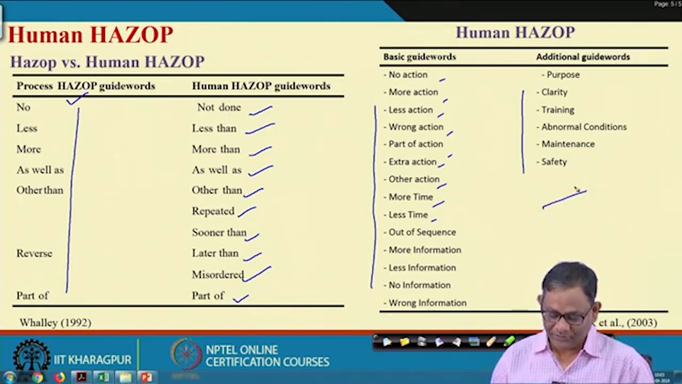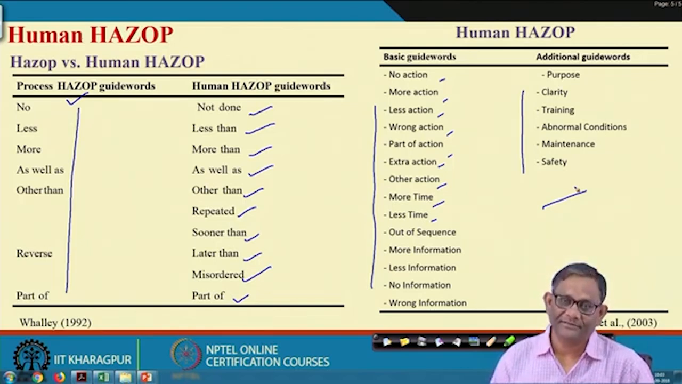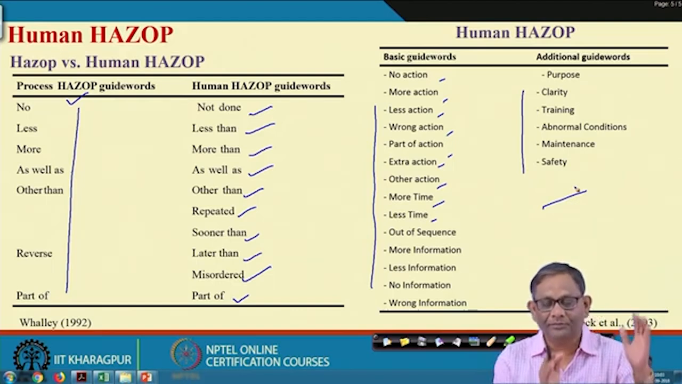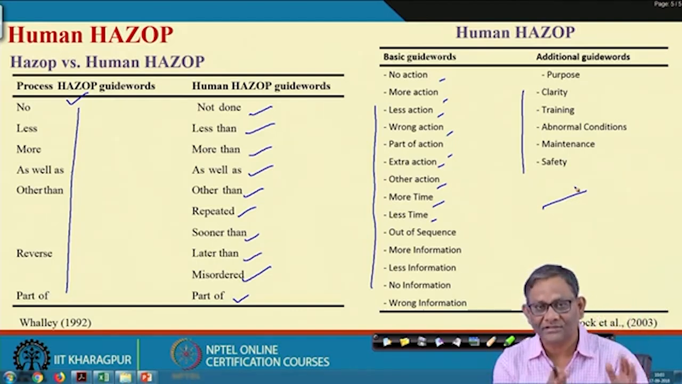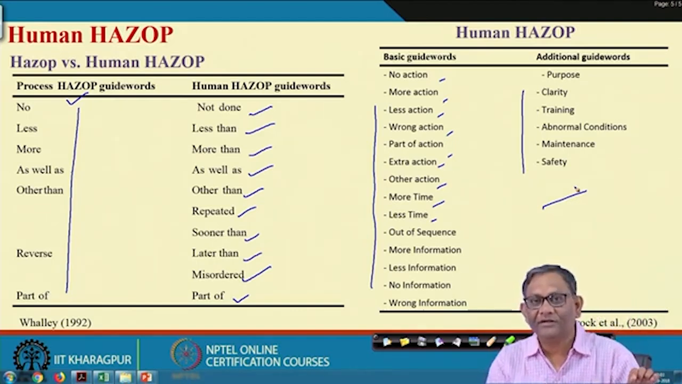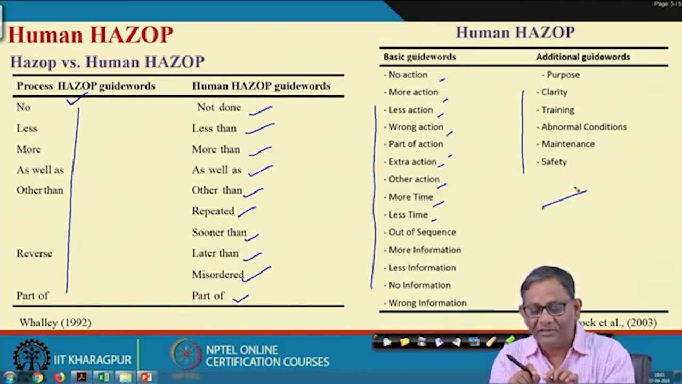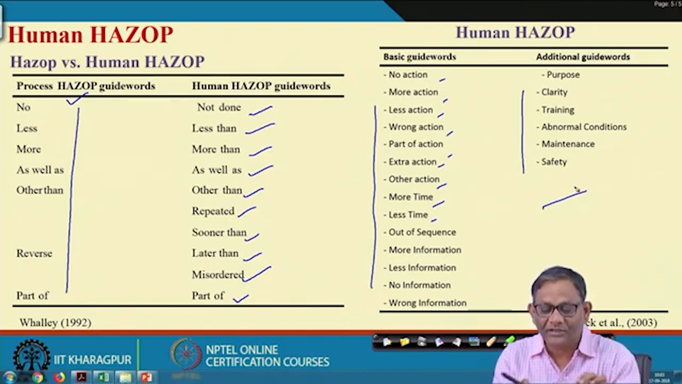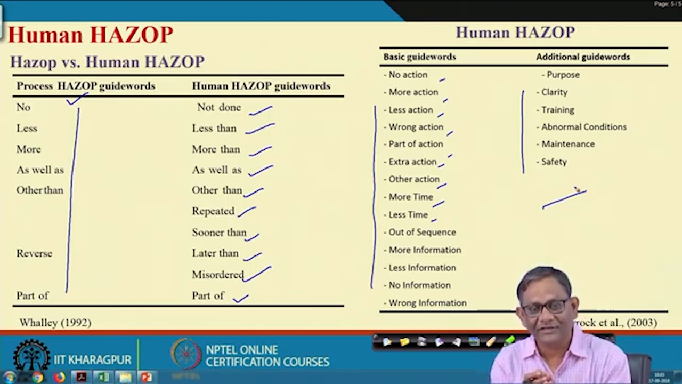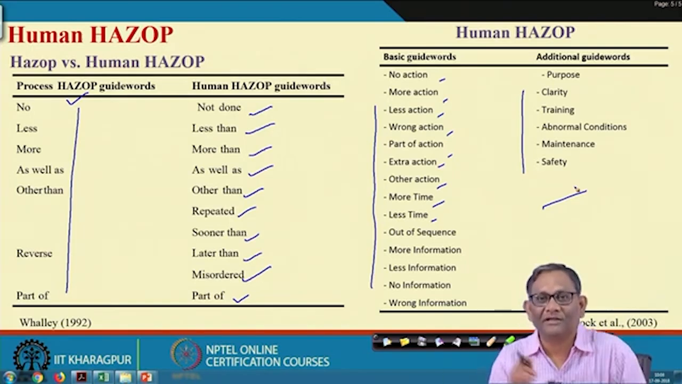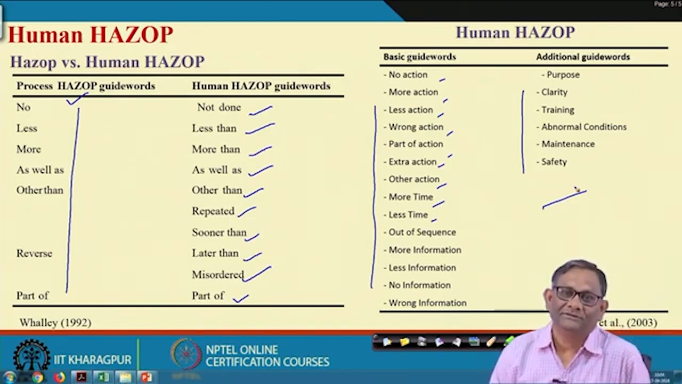My request to all of you: just do one human HAZOP study using these guide words. What you have to do is the HTA, the task analysis, and find out the elemental tasks. At every elemental task, you see what guide words are applicable, find out the deviations, and then follow the normal HAZOP table. Okay.